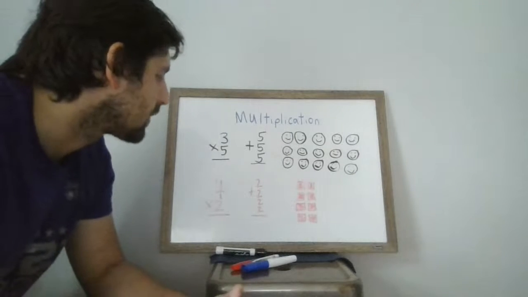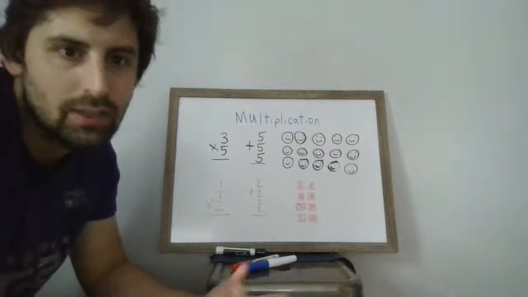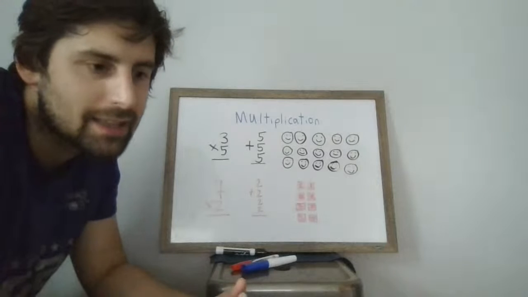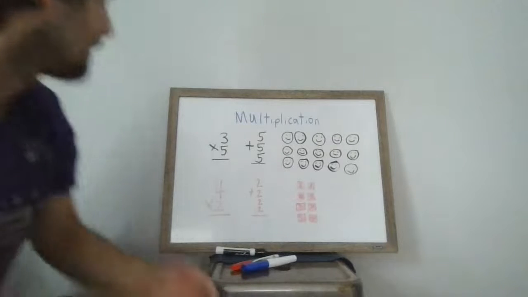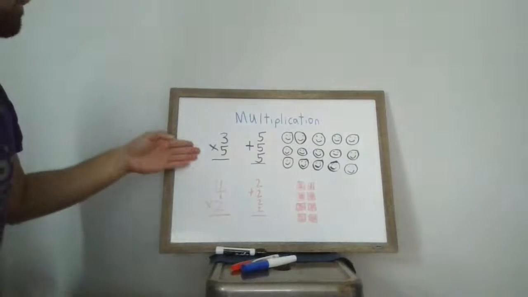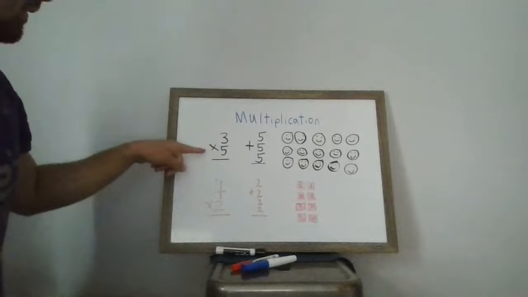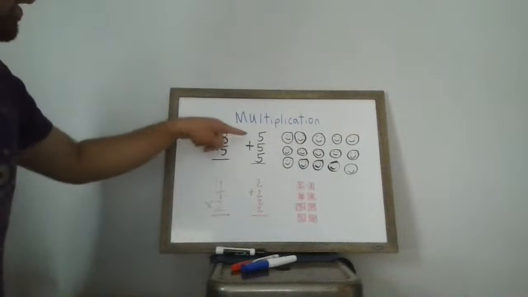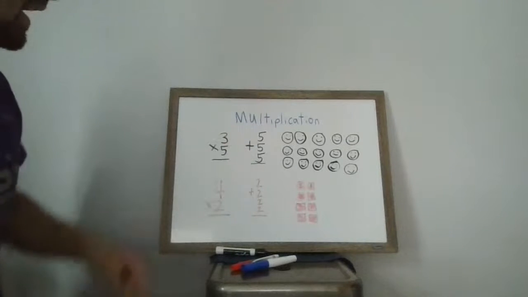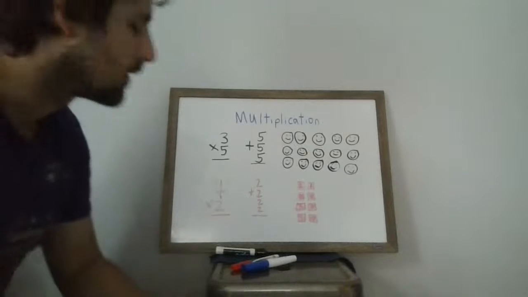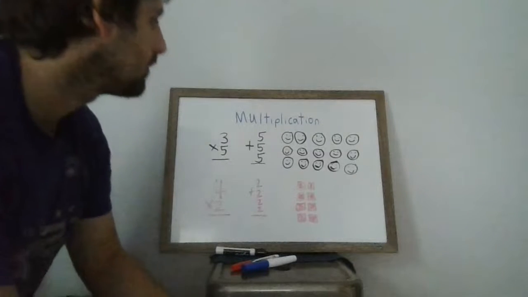So what is multiplication? Multiplication is repeated addition. It is when you take the same number and you add it together multiple times. For example, 3 times 5 means that you're adding the number 5 3 times. It's just a shorter way of writing 5 plus 5 plus 5. And there's various ways to solve that problem.